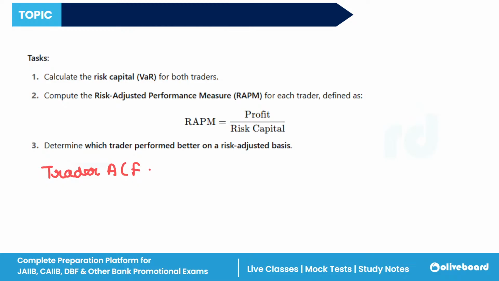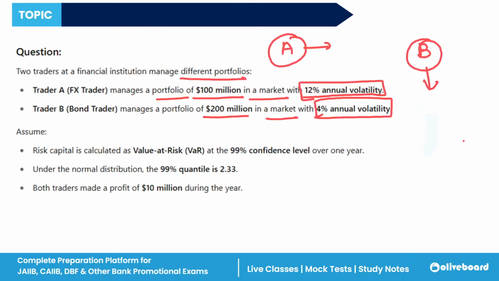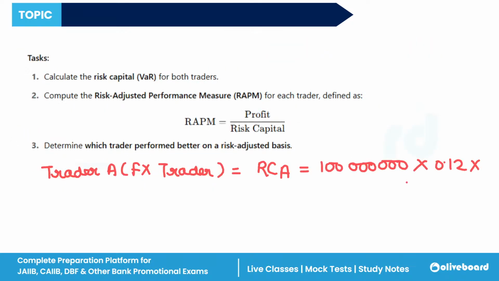For trader A, which is a forex trader, the risk capital of A is simple. 100 million is given, the portfolio of 100 million. We have to add 3 more zeros. Then here 12% is annual volatility and quantile is 2.33. So it is equal to 27 lakh 96,000.